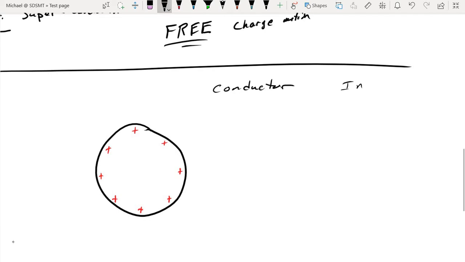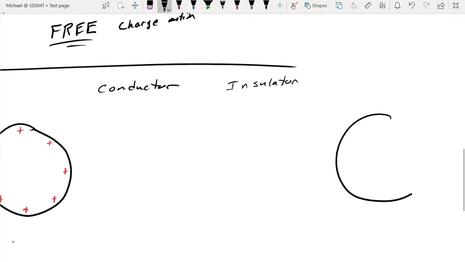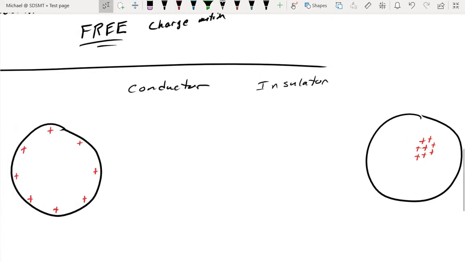If the material was an insulator, and I placed the excess amount of charge on that insulator, maybe I place a clump of excess charge right here on that insulating sphere. Well, the material is an insulator. It does not allow for free charge motion. So even though those charges don't like each other, even though those charges are going to be pushing and trying to force each other away, they can't physically move through that insulating material, and so they're just going to stay put.